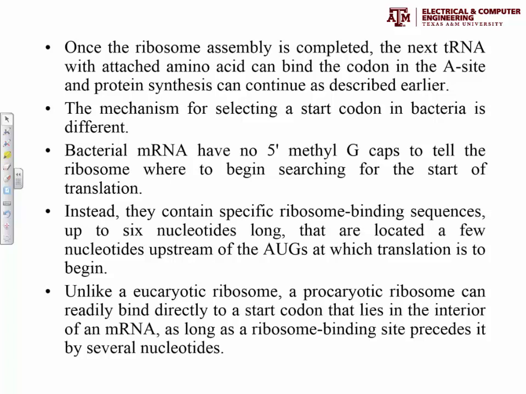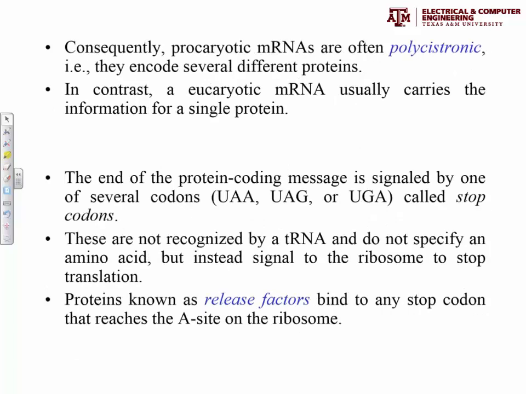So if you're looking at a prokaryotic RNA, there can be a lot of locations where the ribosome can bind. So you could have several proteins being translated from the same messenger RNA in the case of prokaryotic cells. In eukaryotic cells, one messenger RNA is for one protein because it'll go looking for the 5' methyl G cap. Here it's different. So consequently, prokaryotic mRNAs are what is often referred to as polycistronic. That is, they encode several different proteins. In contrast, a eukaryotic mRNA usually carries the information for just one single protein.